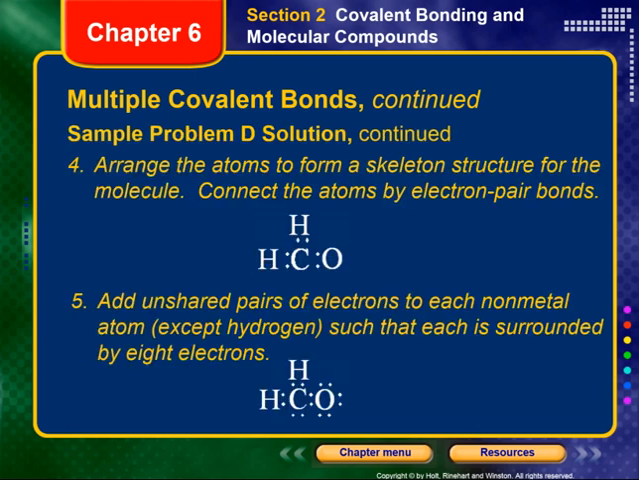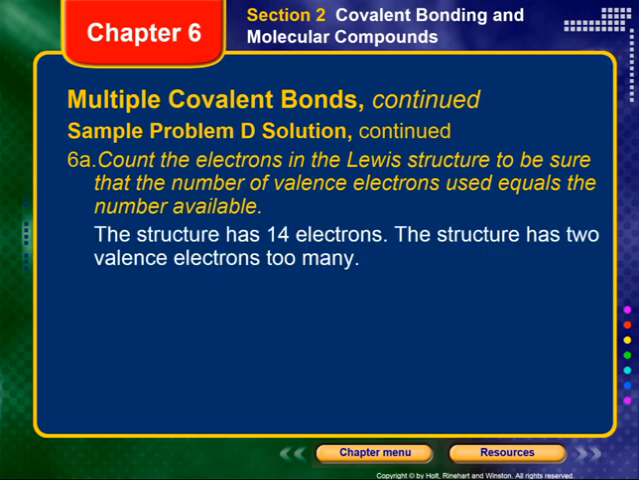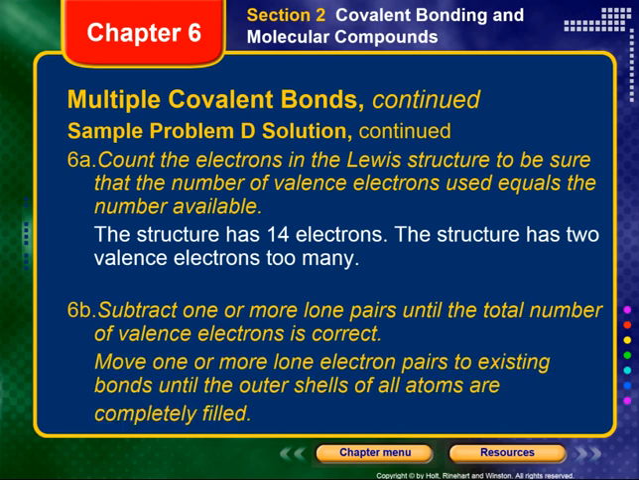Now, looking at that structure at the bottom here, we count the number of valence electrons in that Lewis structure to be sure that the number of valence electrons used equals the number available, right? The number that we established in step 1. But this structure, as we've drawn it, has 14 electrons. That means that this structure has 2 valence electrons too many. So how do we fix this? We subtract 1 or more lone pairs until the total number of valence electrons is correct.